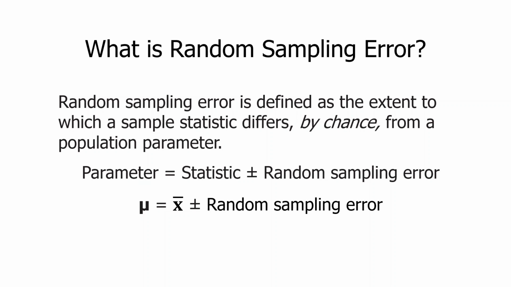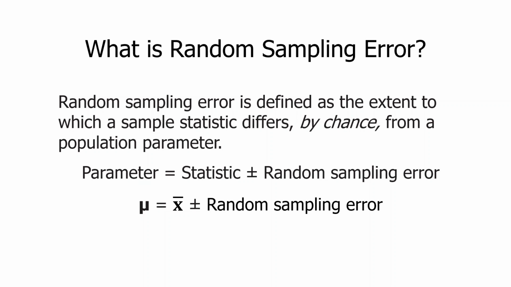Random sampling error is defined as the extent to which a sample statistic, the thing we've measured, the average or the mean level of Democratic support, feeling thermometer support in the sample, the extent to which a sample statistic differs by chance from a population parameter. So, population parameter, in this case it will be mu, which we can't see, equals the sample statistic, which we can see, we've calculated it, plus random sampling error, which we can estimate.